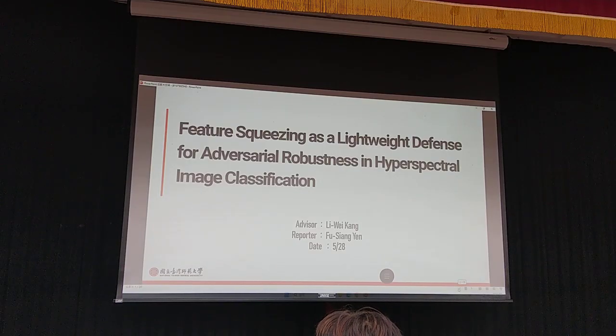Feature squeezing as a lightweight defense for adversarial robustness in hyperspectral image classification. My advisor is Professor Li Weihang, and I am Fu Xiangyan. The goal of this work is to evaluate whether feature squeezing can improve the robustness of HSI classification models under adversarial attacks while keeping the model architecture unchanged.